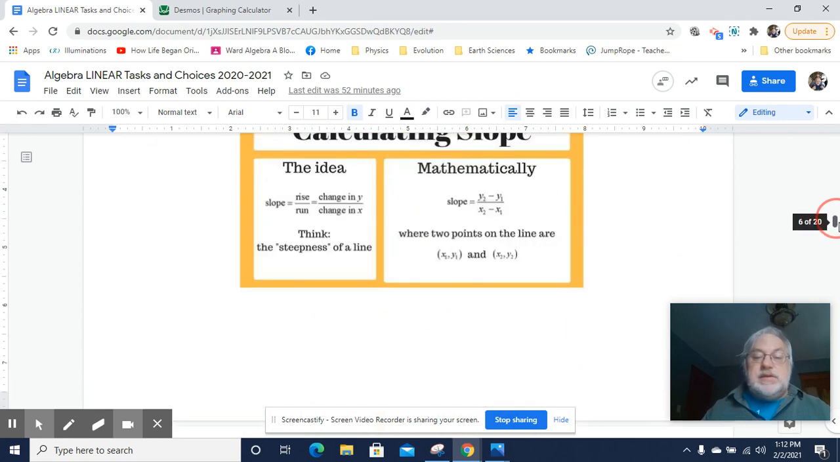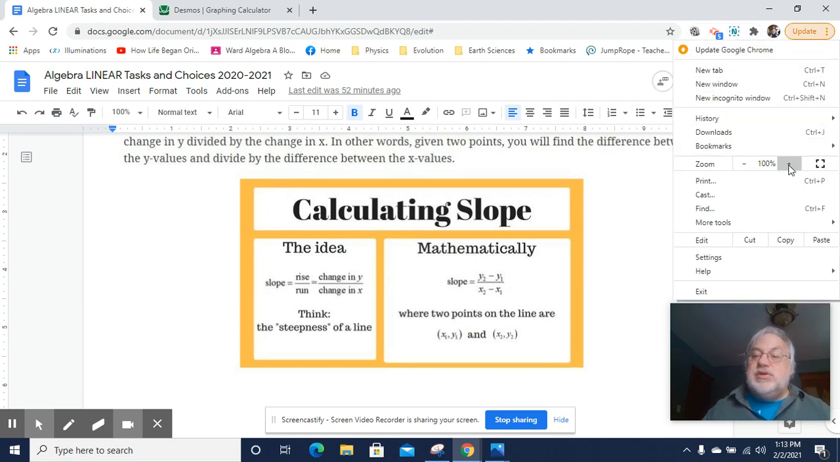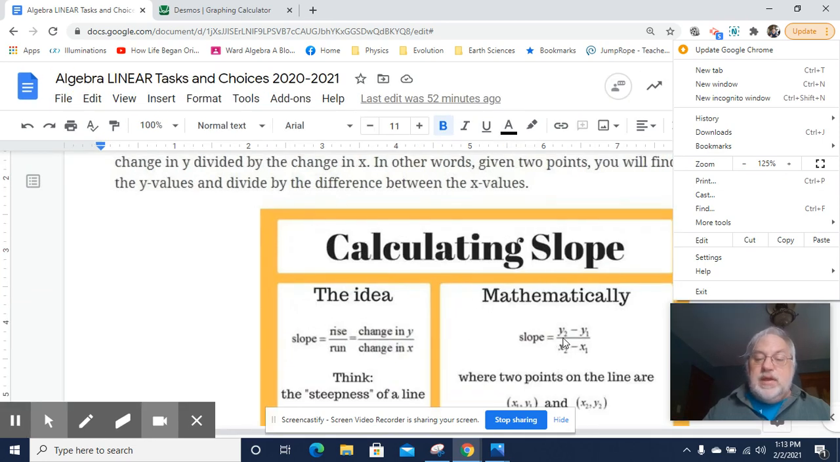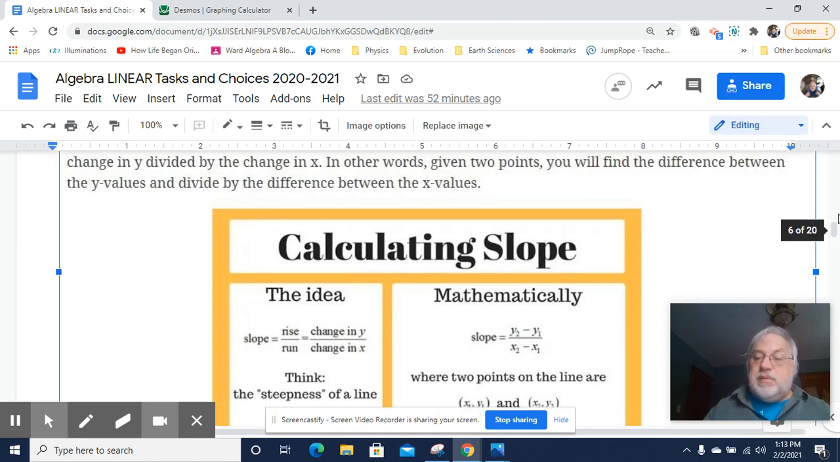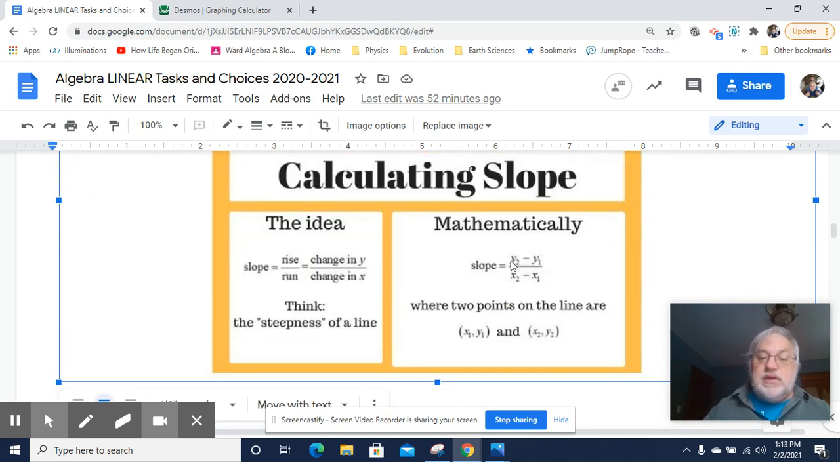So this is where we have the basic formula for slope. So I'm going to zoom in just a little bit here. Okay, so mathematically, what we do is we get a difference in a couple of y values, and we get a difference in a couple of x values, and we divide the difference in the y values by the difference in the x values.